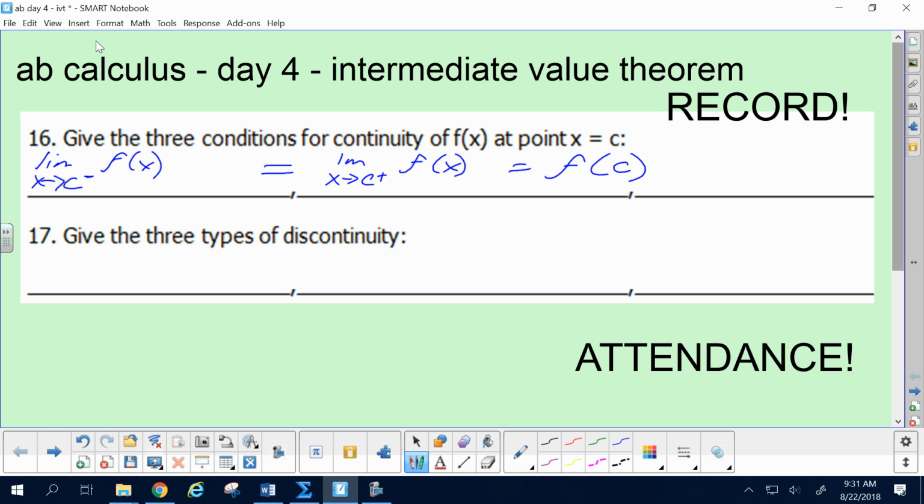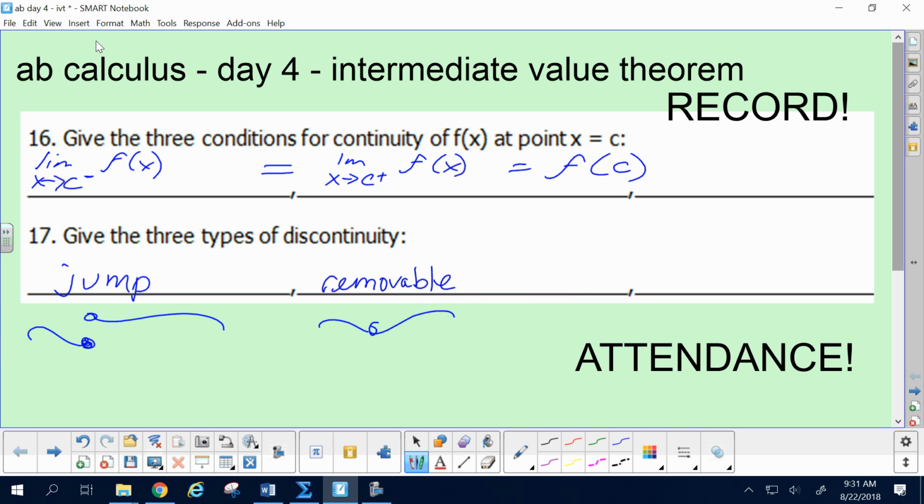You with me? There are three types of discontinuity. Give me one. Shout it out. Jump. That's when the left hand limit and the right hand limit don't match. What else? Removable. What's the more common everyday word that you would call that? A hole. Okay. Removable is the vocabulary you'd see on the AP test.